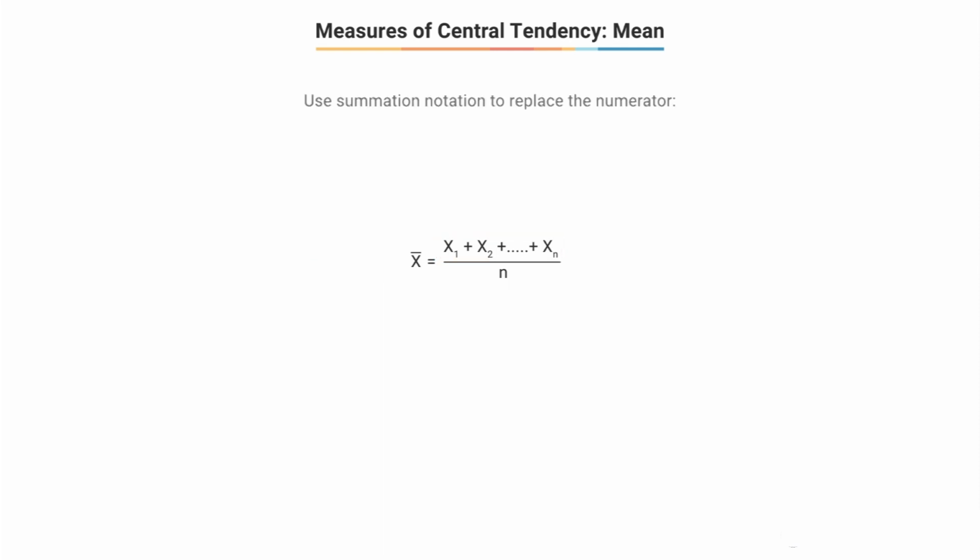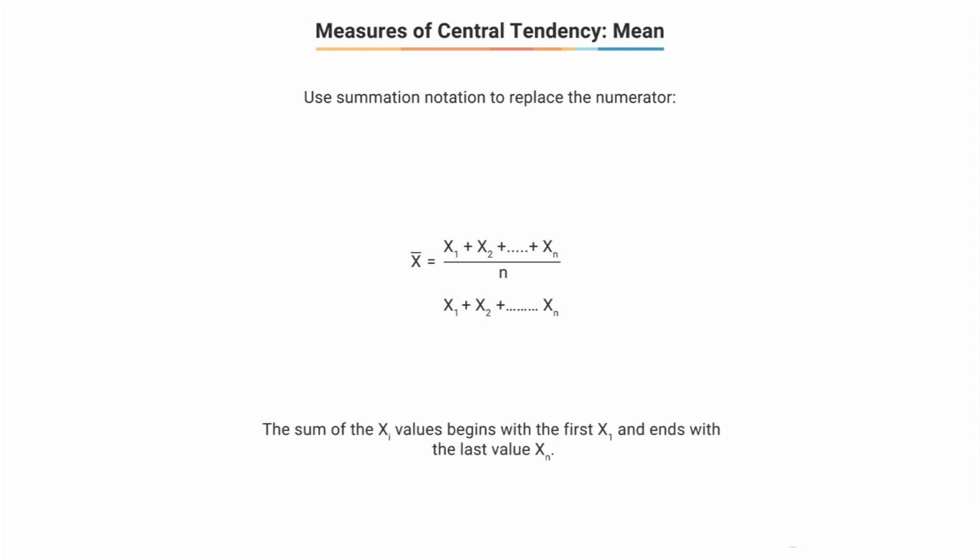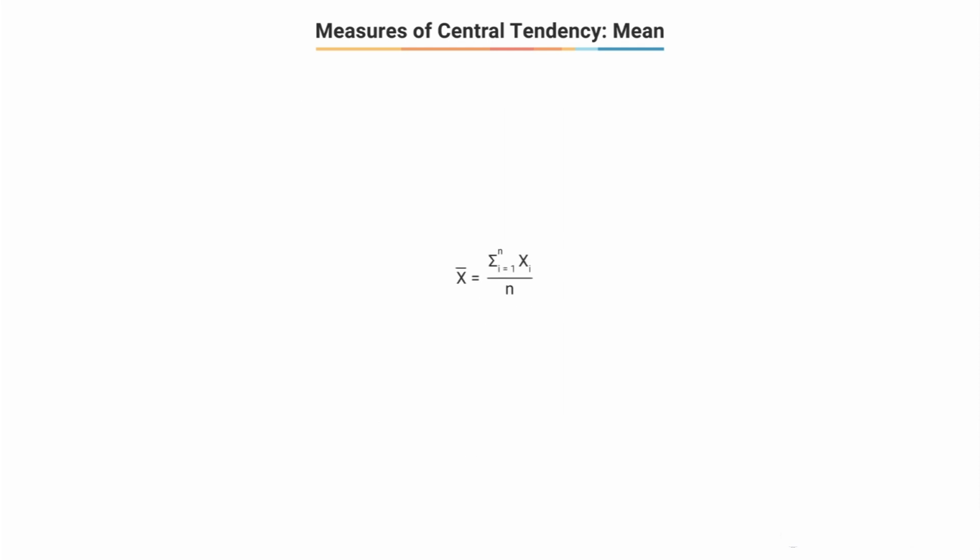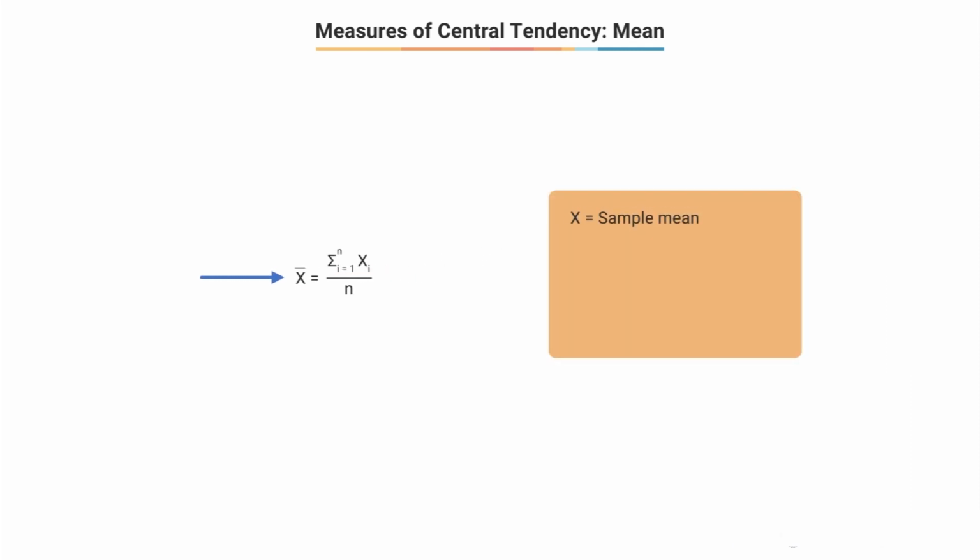divided by n. Using summation notation to replace the numerator, that is x1 plus x2 and so on up to xn, with the term sigma xi, which is the summation or sum of all the xi values starting from the first x1 to the last value, that is xn, provides the formal definition of the mean x bar equal to summation xi divided by n. Here x bar equal to sample mean, n equal to sample size, xi equal to ith value of the variable x, and sigma xi is the sum of all the xi values in the sample.